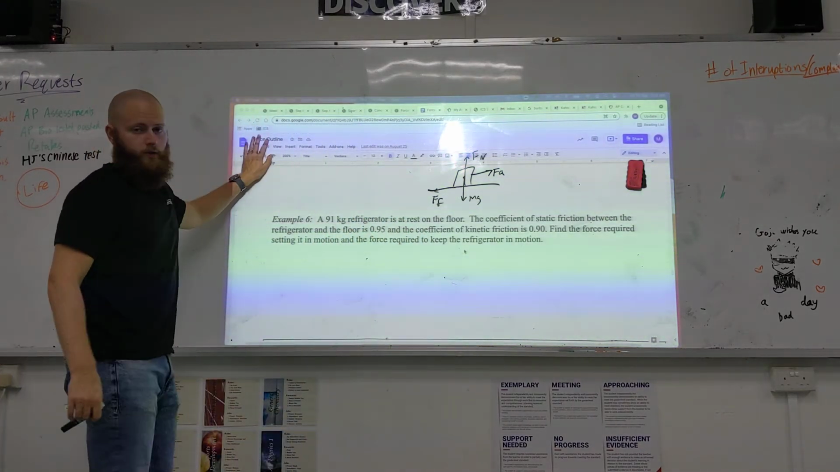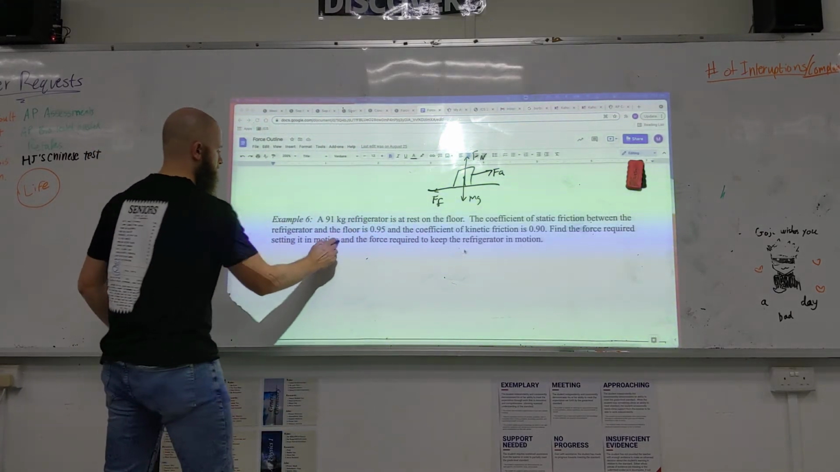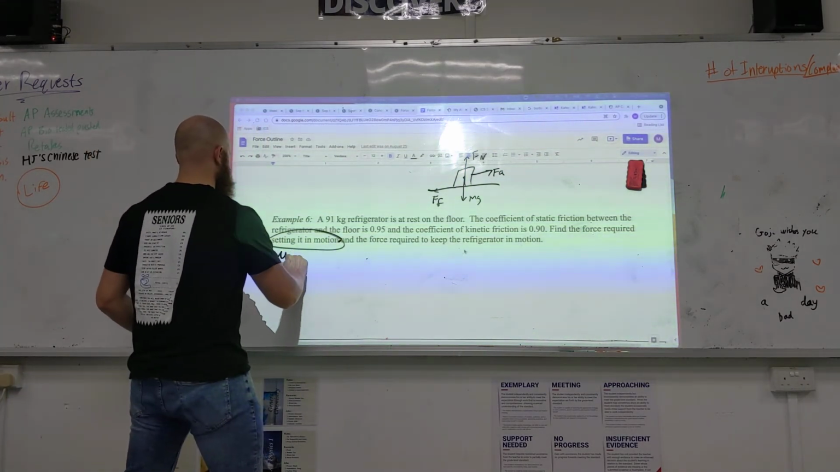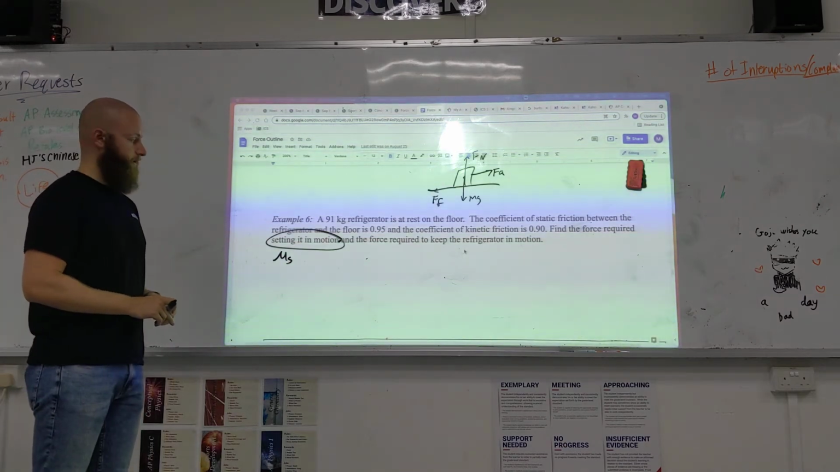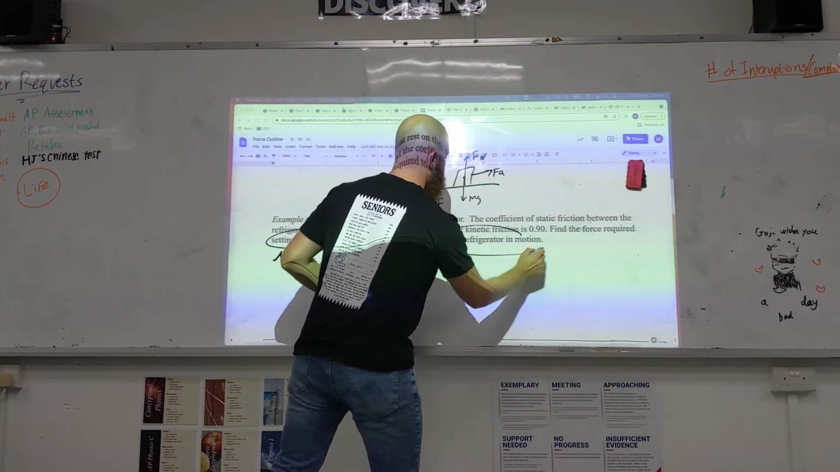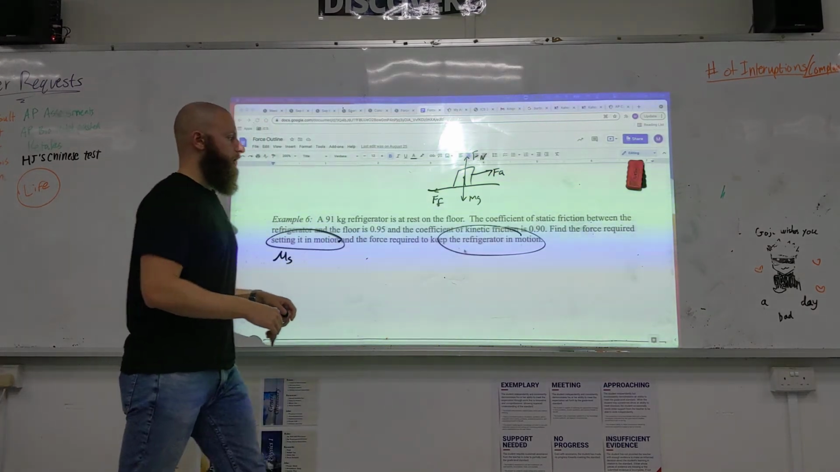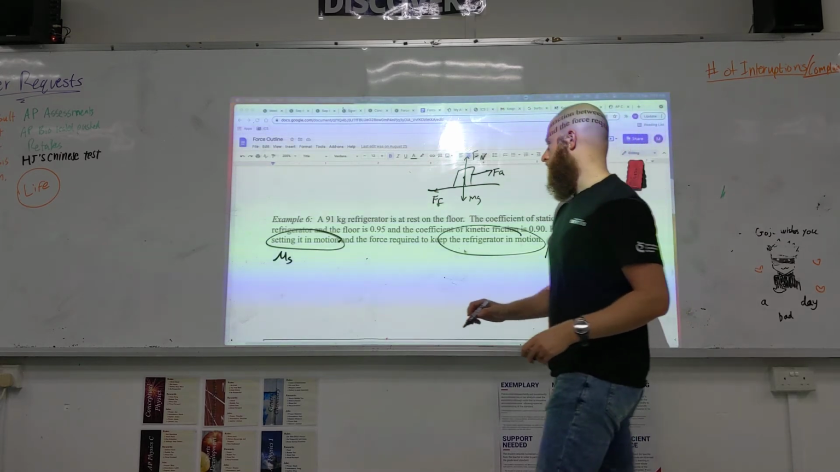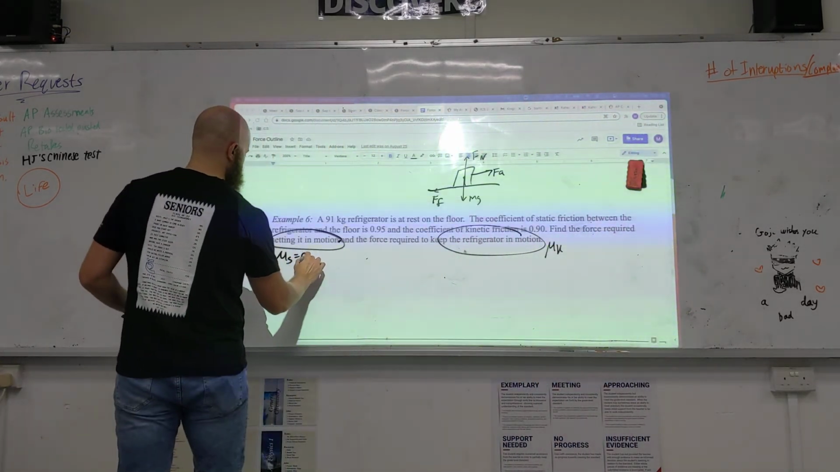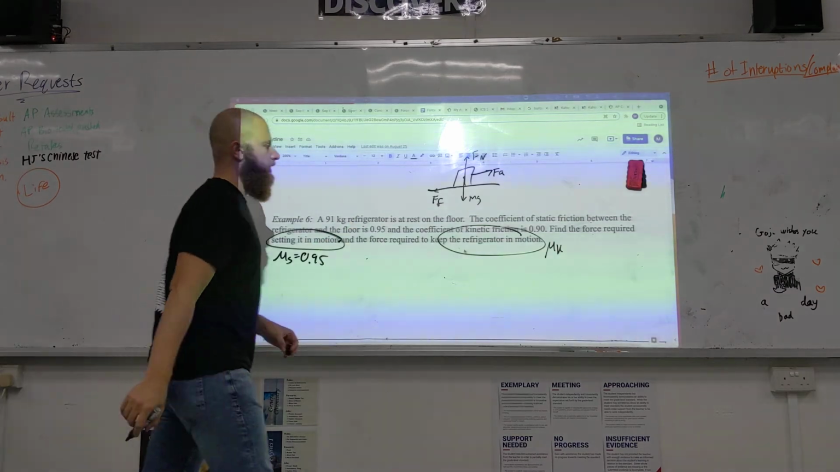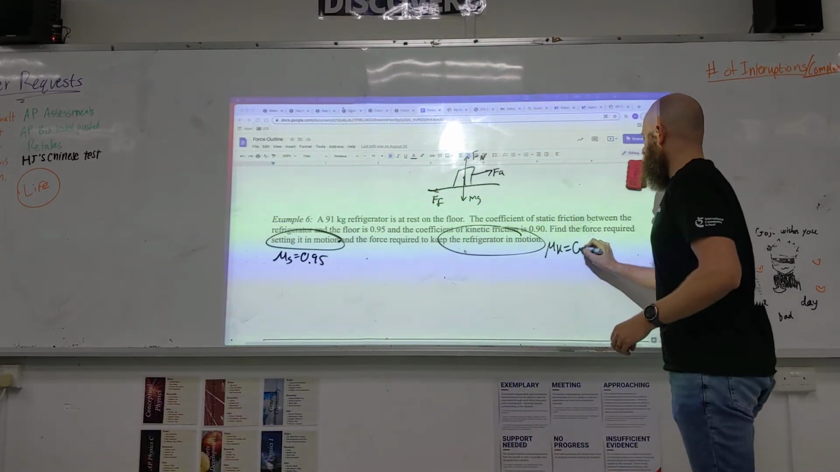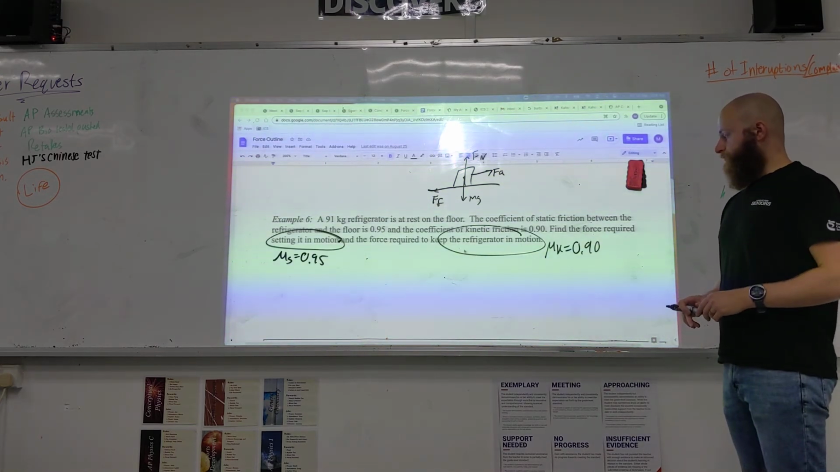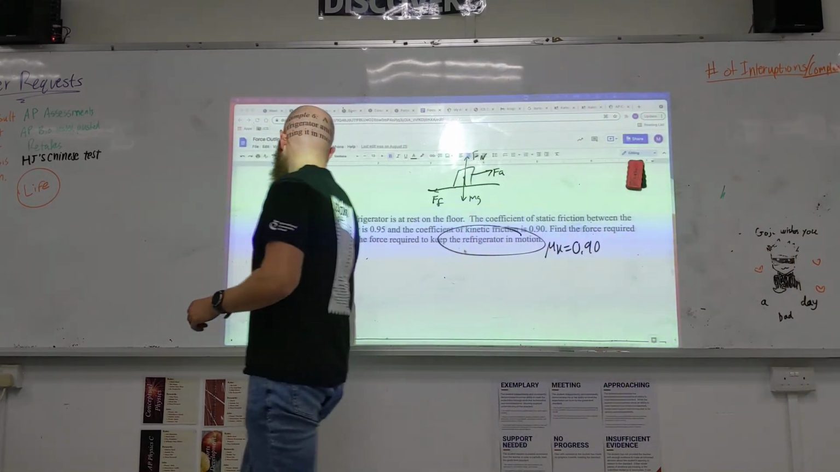The first is just what we did before, where we need to find out how much force to set it into motion. So that's where we're going to be using the mu s, so the static friction. And we also have keep it in motion. So in motion, that one is going to be using the mu k. Okay, so our mu s is 0.95, and then our mu k is 0.90. Remember, no units for mu. Okay? So let's do this one first.